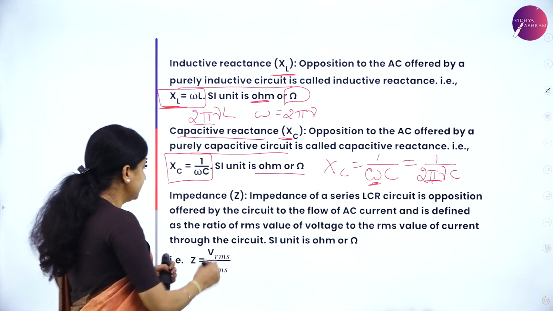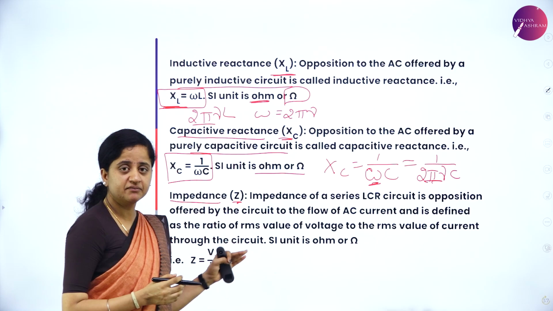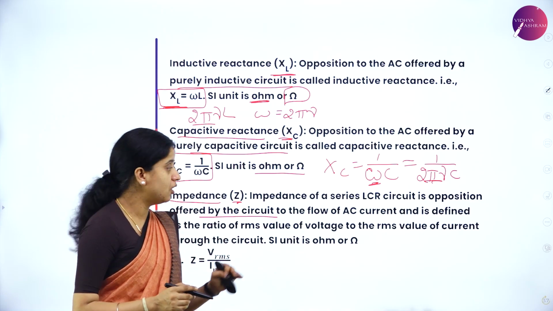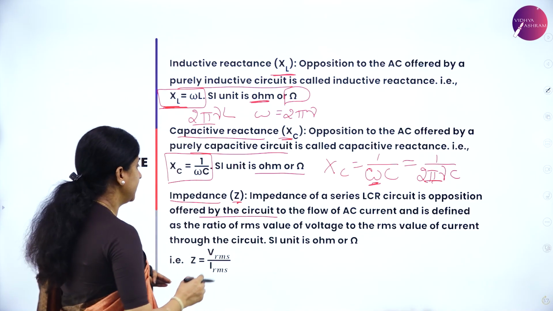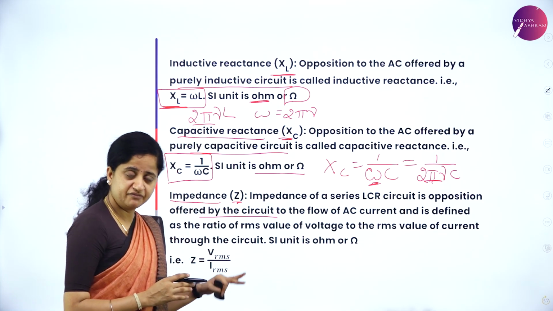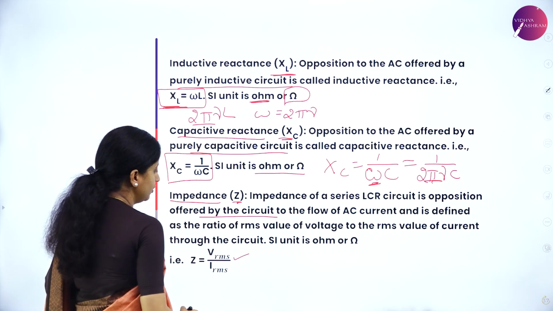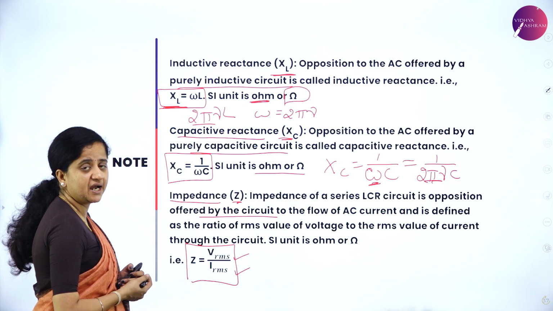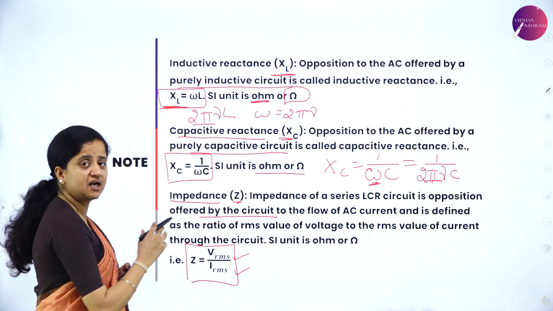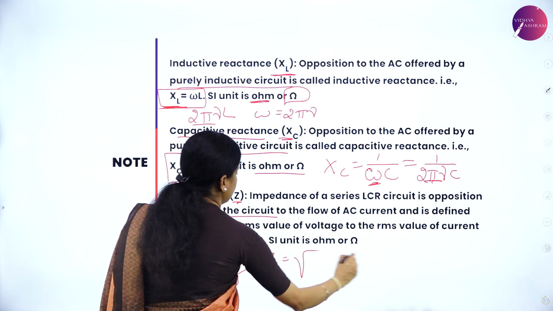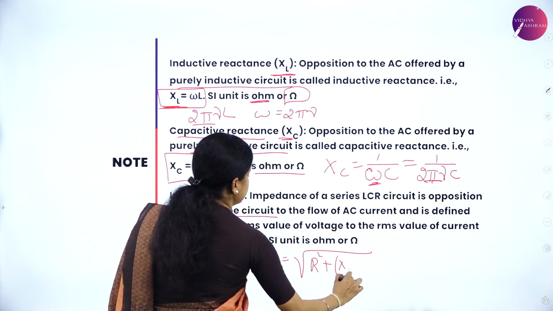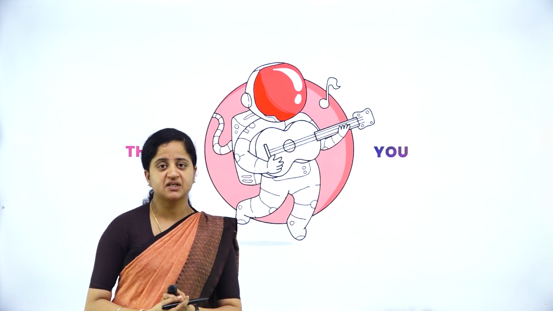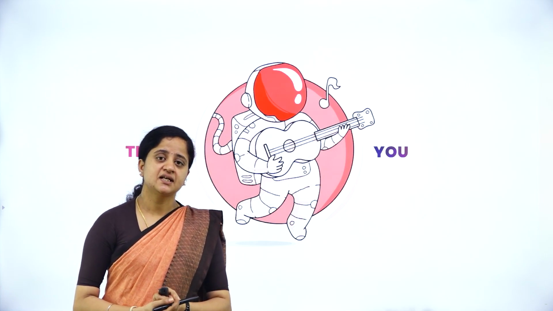So what is impedance then? It is denoted by Z. It is nothing but, in a series LCR circuit, the opposition offered by the circuit to the flow of AC current, and it is denoted by the letter Z. It is defined as the ratio of RMS value of voltage to the RMS value of current. So generally Z is equal to VRMS divided by IRMS. There is another formula for Z which we have derived, that is Z is equal to square root of R square plus XC minus XL the whole square. So this is about the expression for impedance, phase angle, current and voltage in a series LCR circuit.